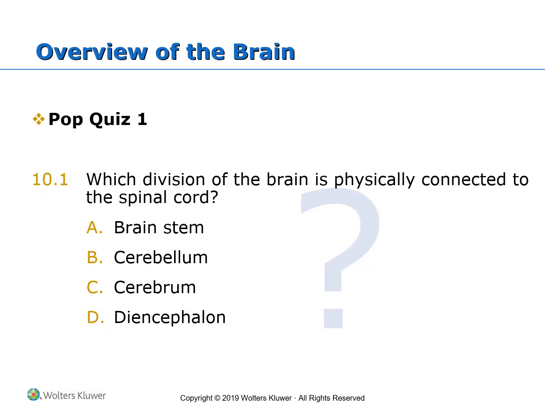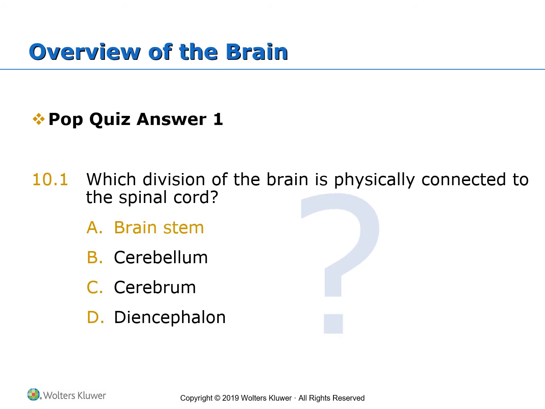Question 1 asks, which division of the brain is physically connected to the spinal cord? The options are the brainstem, the cerebellum, cerebrum, and the diencephalon. The answer is the brainstem.